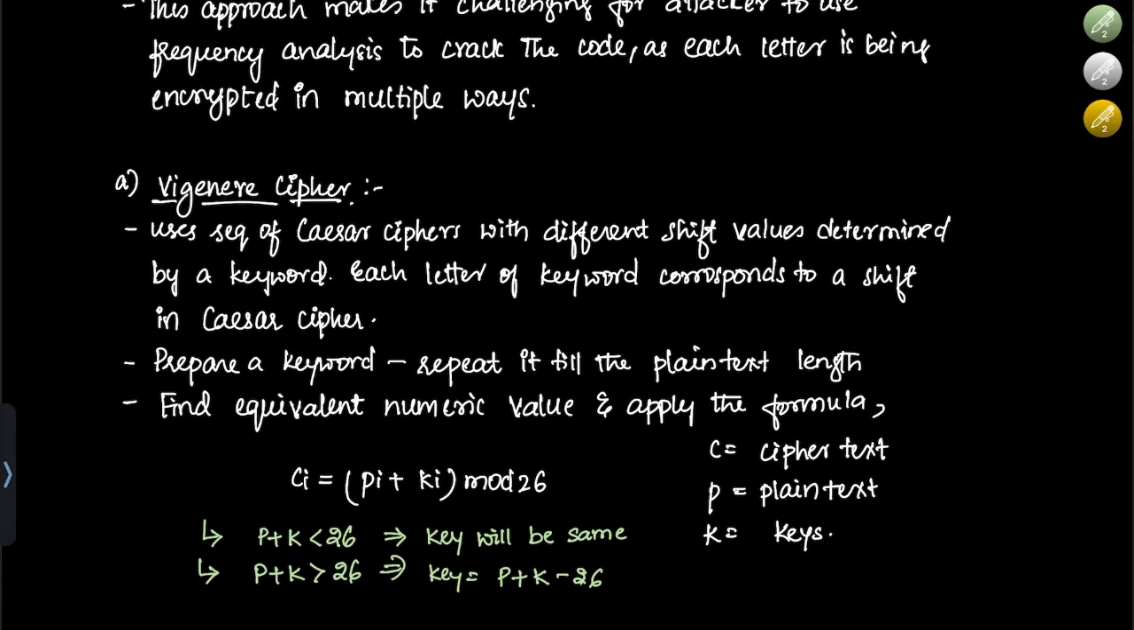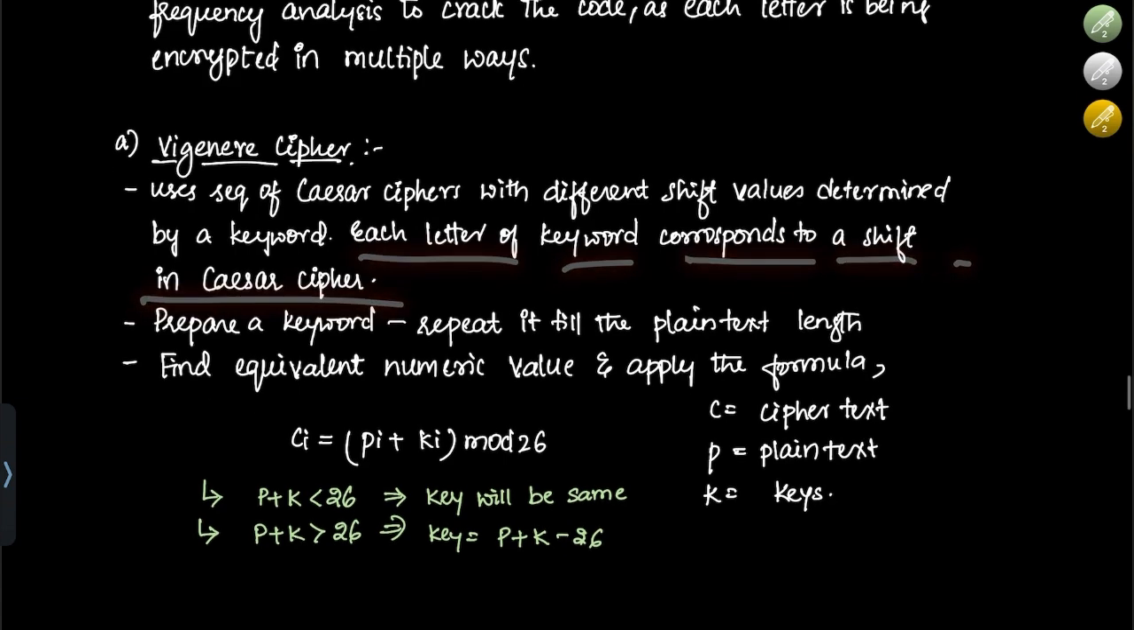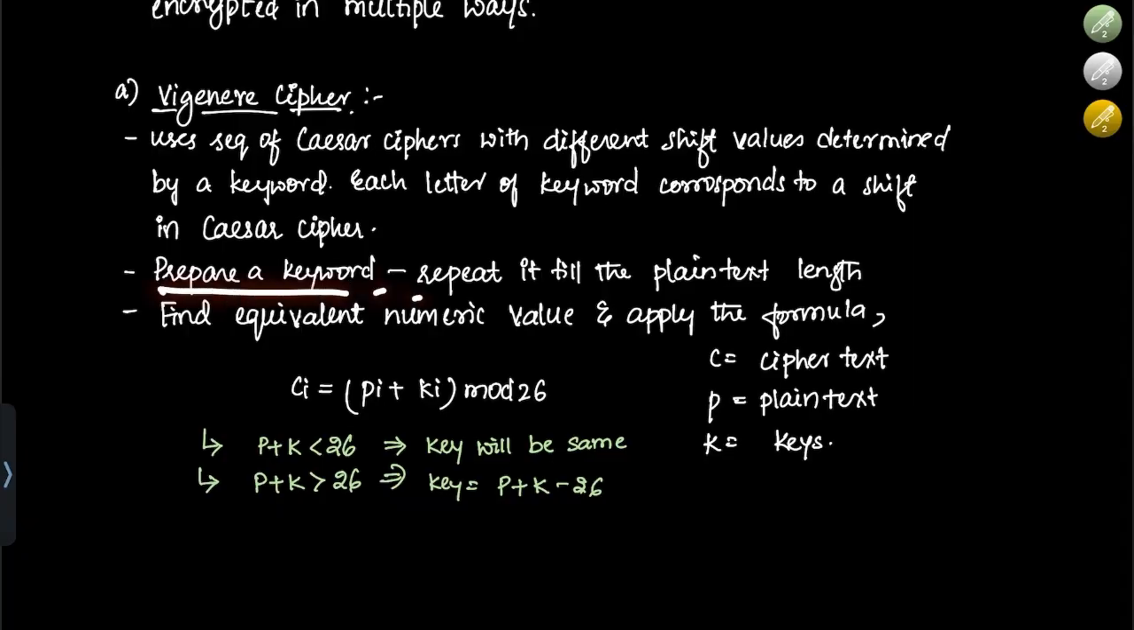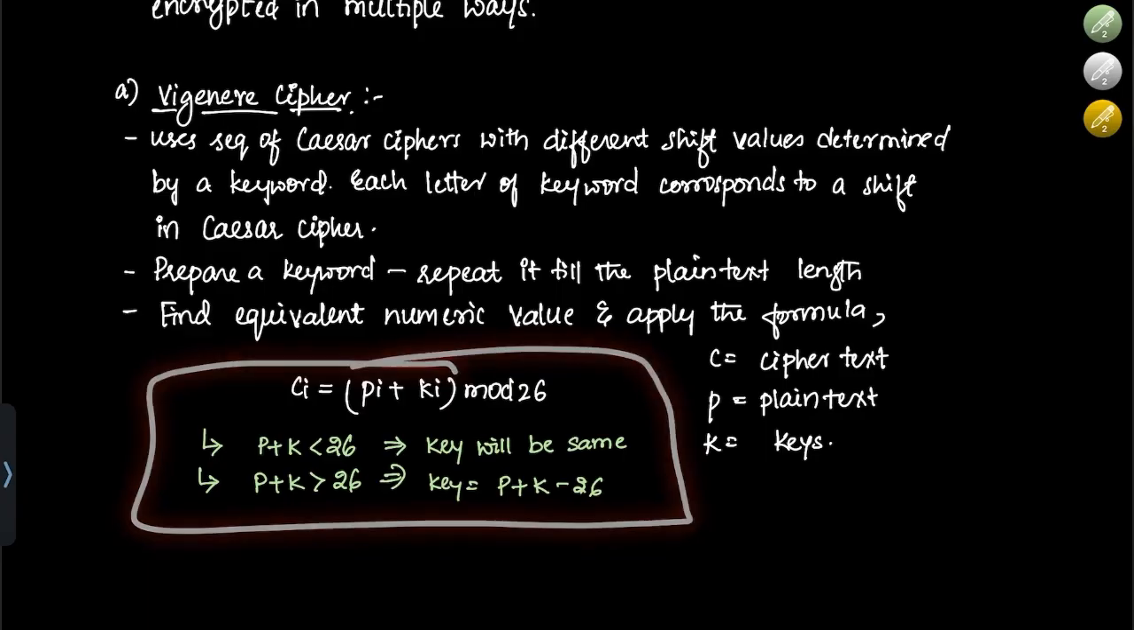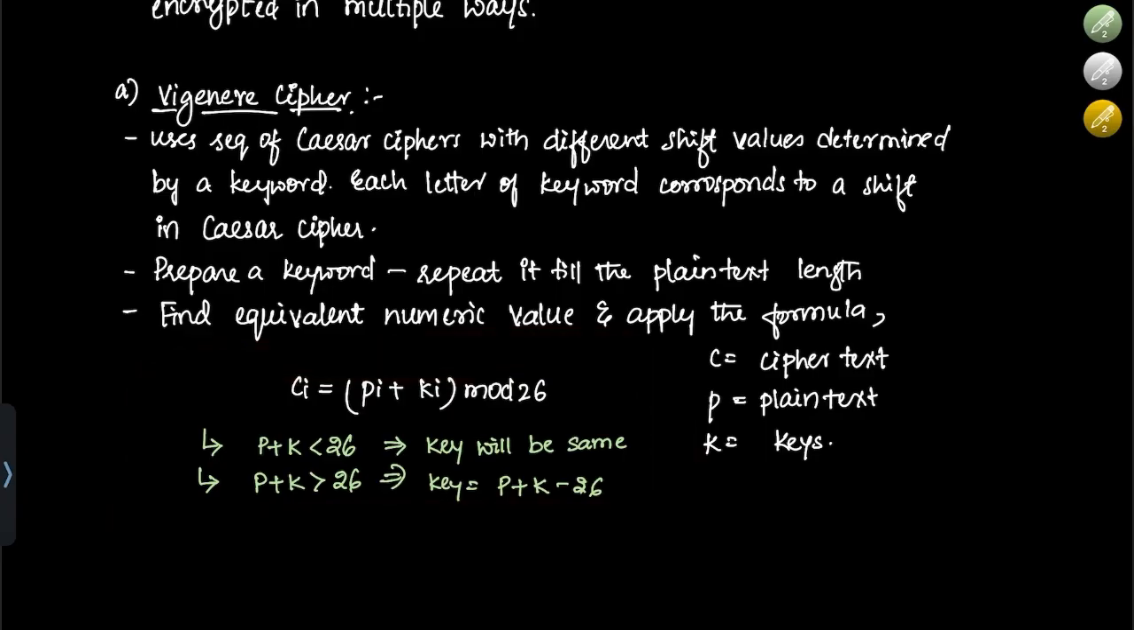Now let's look into the Vigenère cipher. It is one of the most well-known polyalphabetic ciphers, and it uses a sequence of Caesar ciphers with different shift values determined by a keyword. Each letter of the keyword corresponds to a shift in a Caesar cipher. First we prepare a keyword that is repeated till the plain text length, and then we find the equivalent numeric value and apply the formula. The formula is Ci, that is the ciphertext, equals plain text plus key, modulo 26.